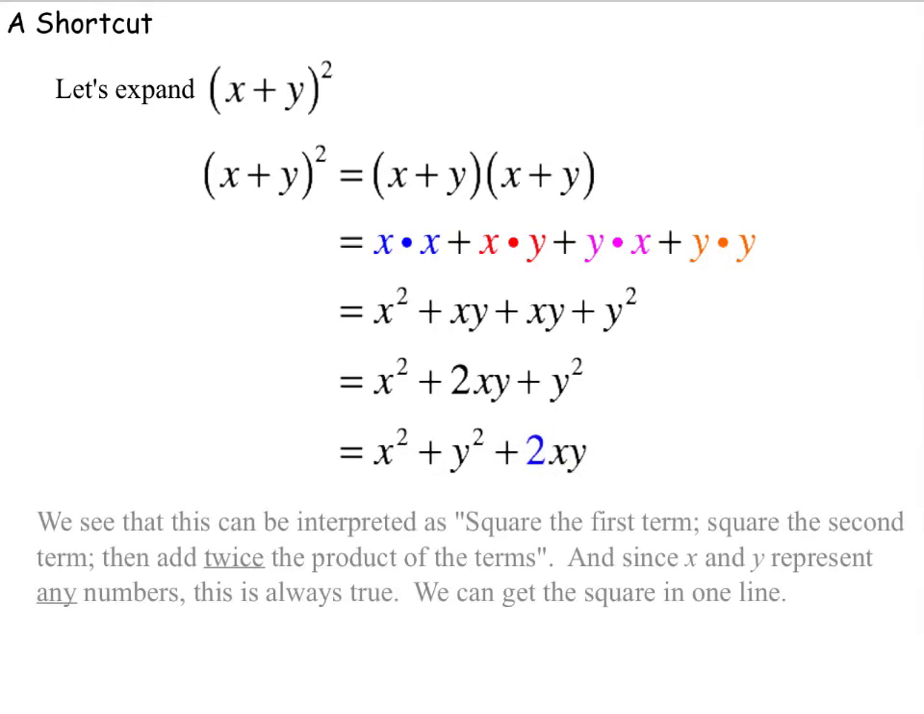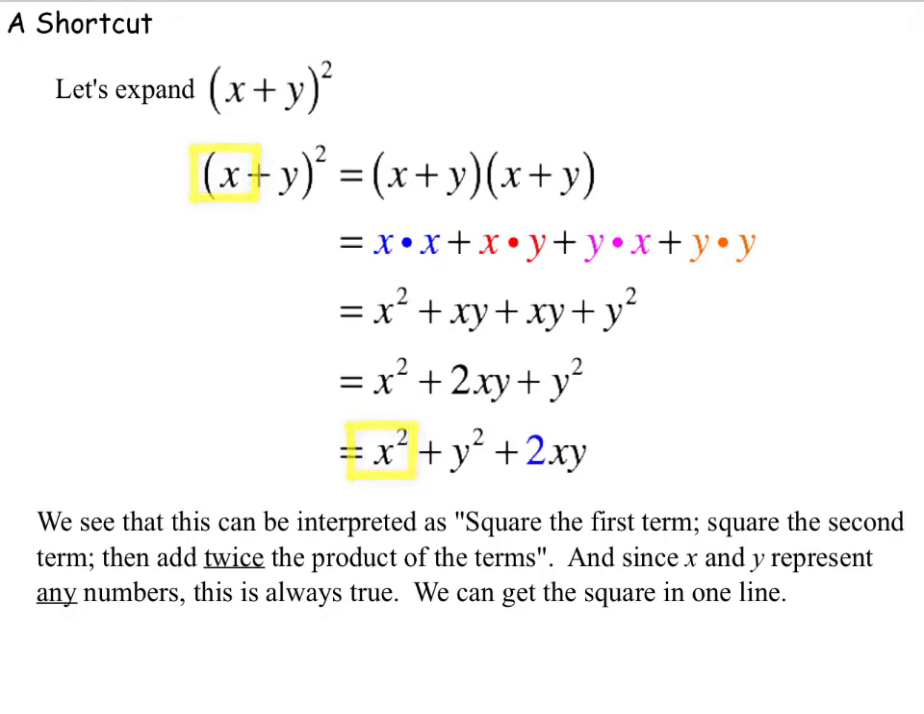We see that this can be interpreted as square the first term, square the second term, and then add in twice the product of the terms. And since x and y represent any numbers, this is always true. We can get the square in only one line.